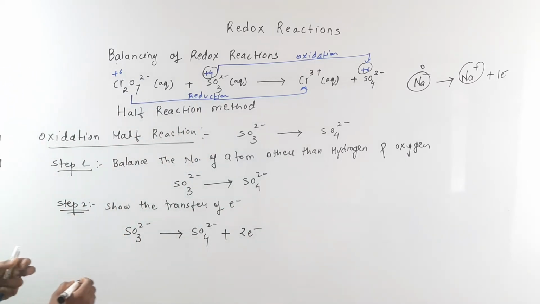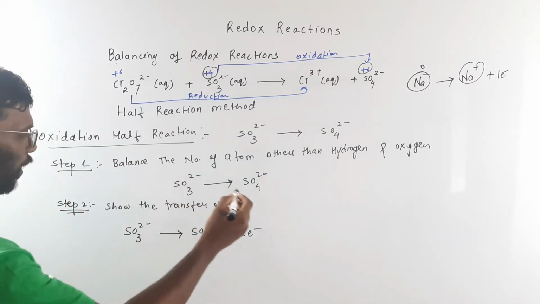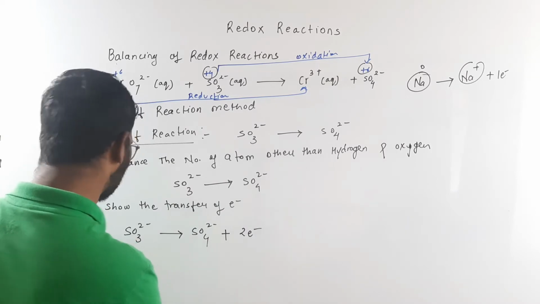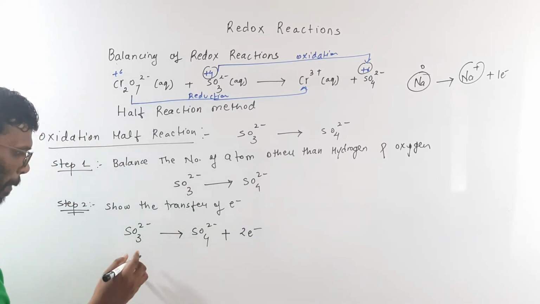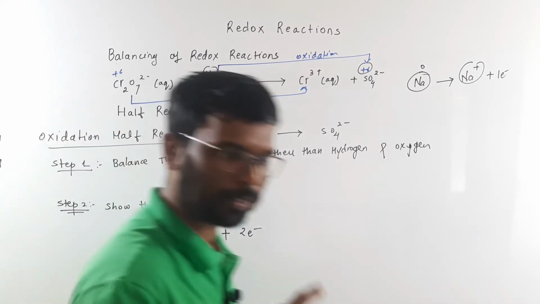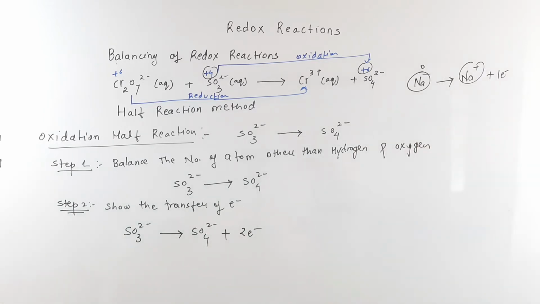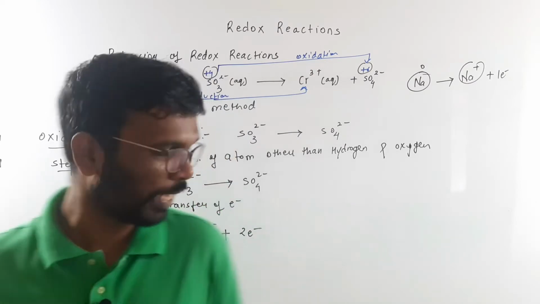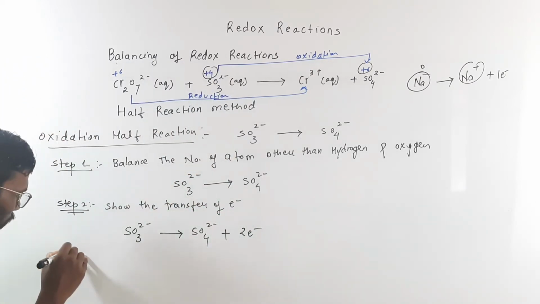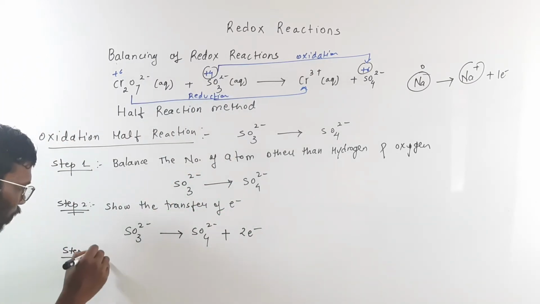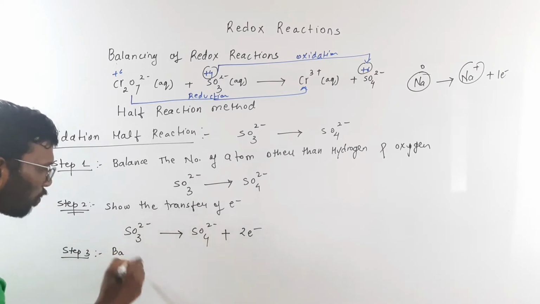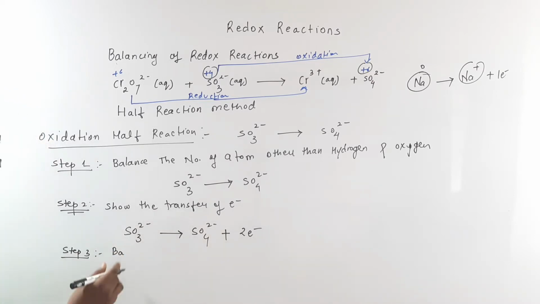Step 2 is, okay, I'll show it over here. I don't know whether this will come into the frame, but let me check how much space is there with me. Okay, so this is step 3. I'll try to write here. Step 3 is balance the charges, balance the charges on both sides.